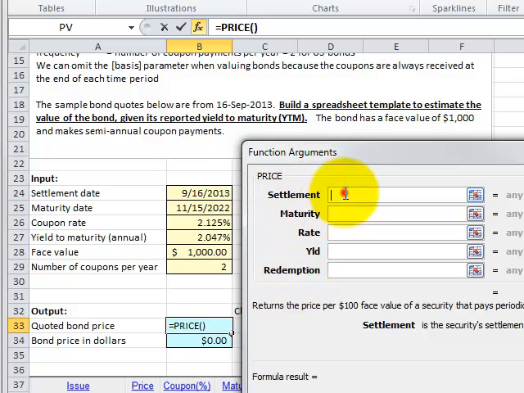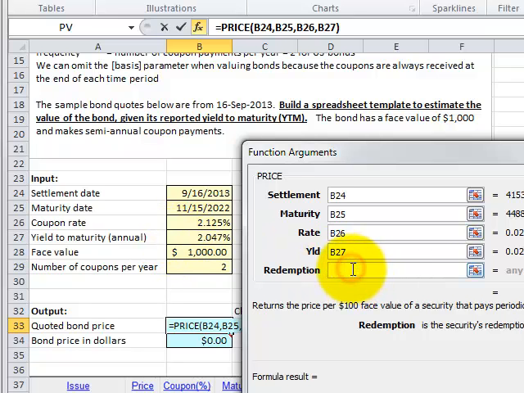So first it wants the settlement date and then the maturity date. Here the word rate has a different meaning. Rate in this case is the coupon rate on the bond. Coupon rate is 2.125%. And lastly, it wants the yield to maturity, 2.047%. You have to put in a few more parameters.